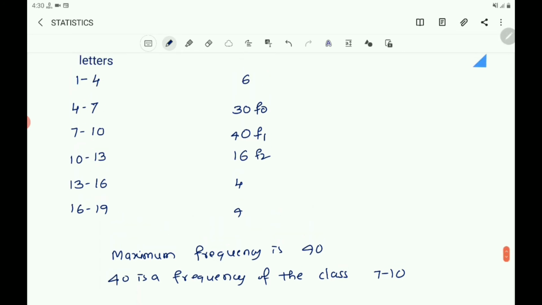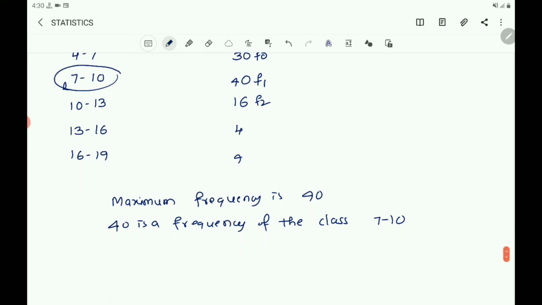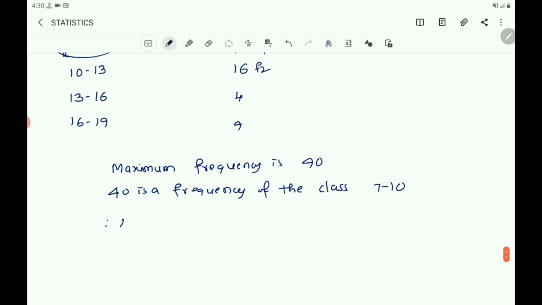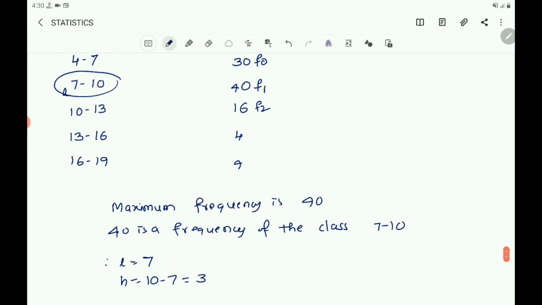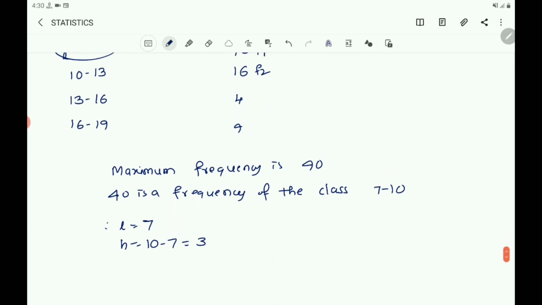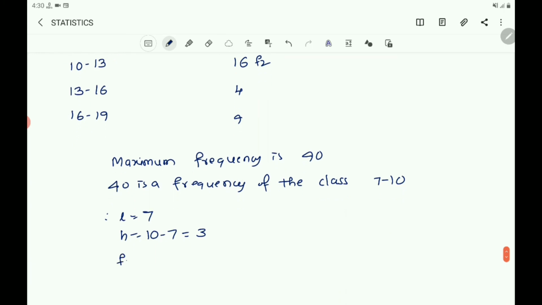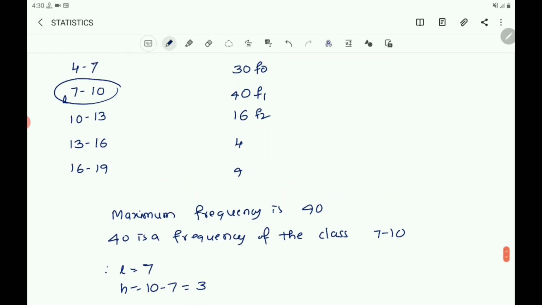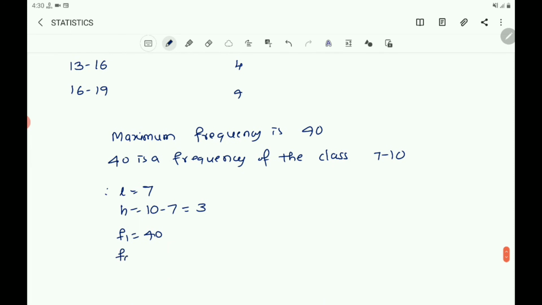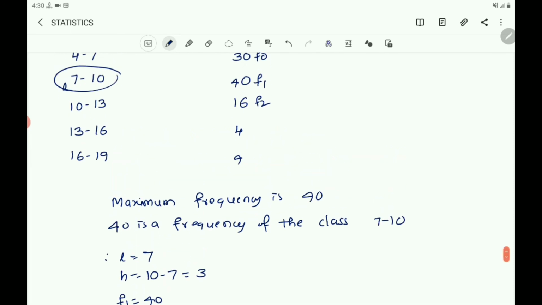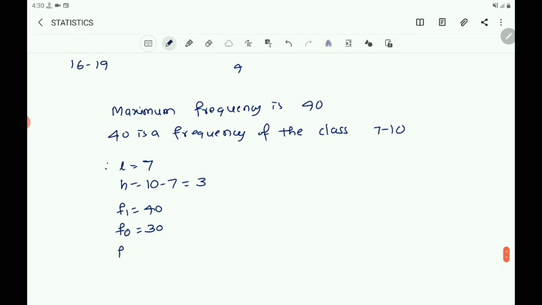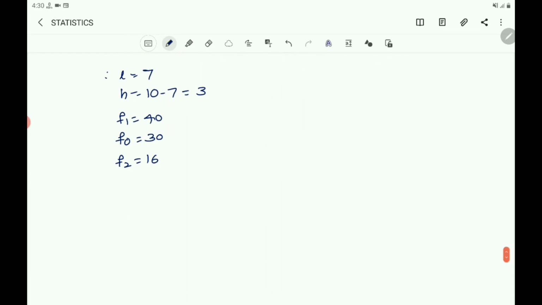Then what is L? L is the lower limit of the modal class. Therefore L equals the lower limit of the modal class, and h is the size of the class, that is 10 minus 7 equals 3. And f1 is 40, and f0 is 30, f2 is 16.